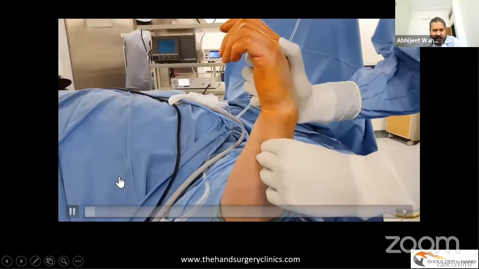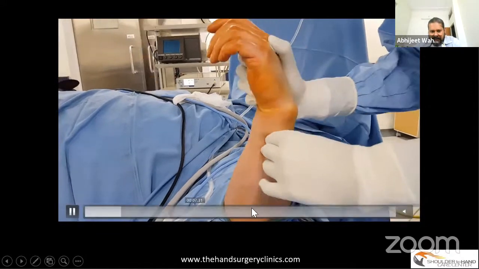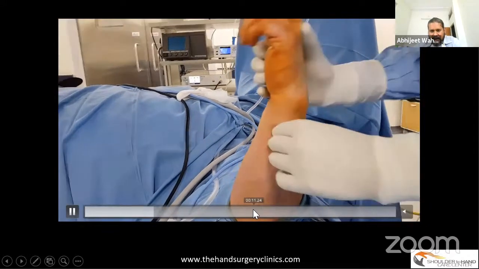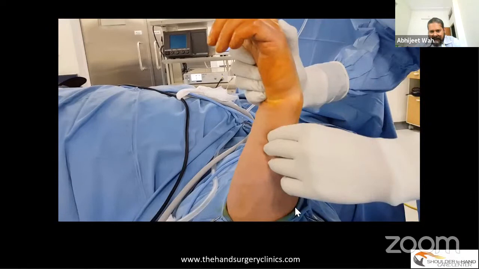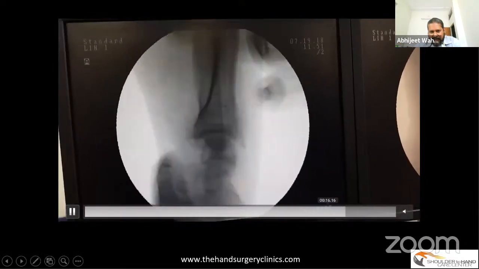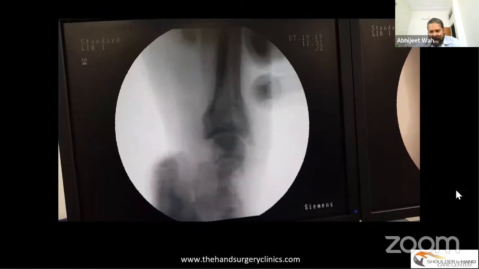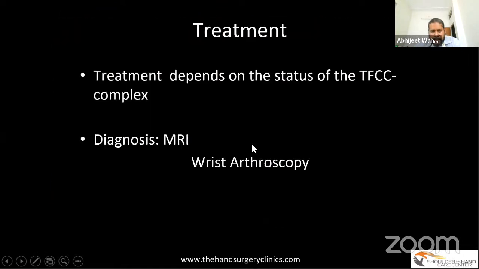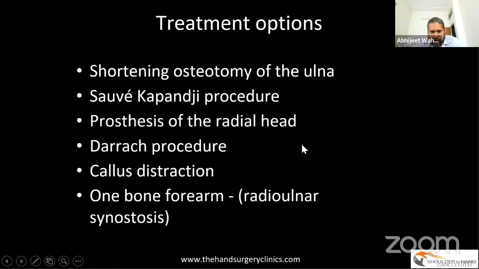And then this is again a very characteristic feature that you'll see on table, that the ulna really is very unstable. And as you can see from the fluoroscopic picture also, you can appreciate how unstable the ulna will be. So the treatment essentially depends on the status of the TFCC, which can either be diagnosed with an MRI or a wrist arthroscopy.